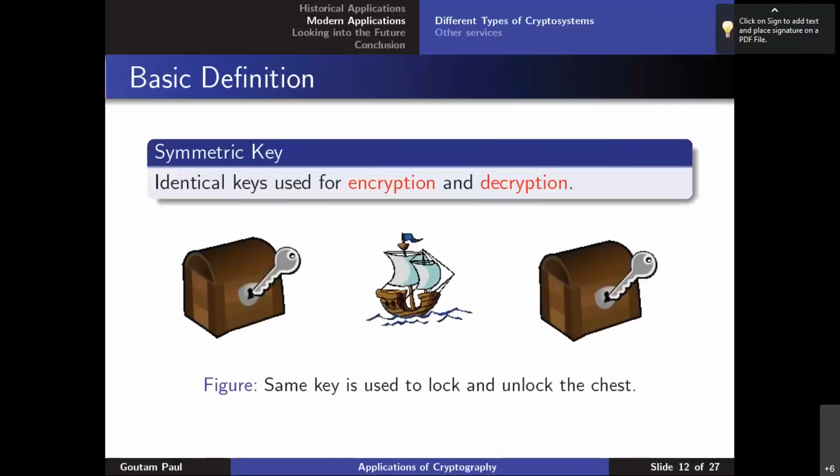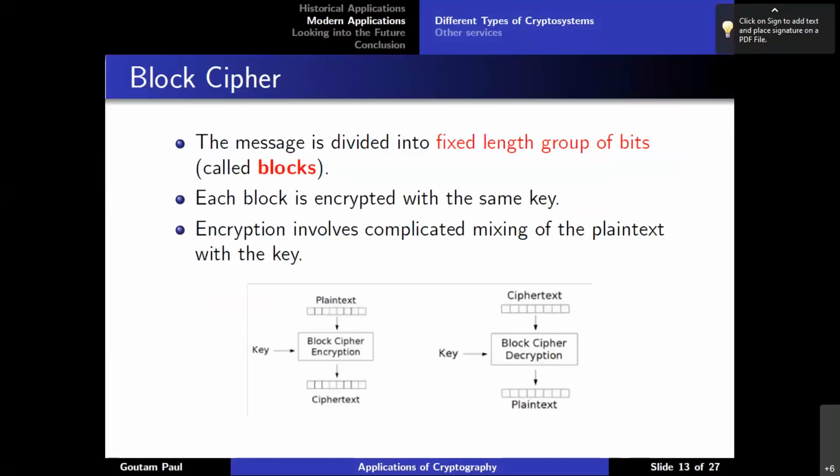So in cryptography, we have two basic kinds of crypto system: symmetric key and asymmetric key. We'll not go into detail, but we'll just touch briefly so that we can talk about applications. Symmetric key is very simple. The same key is used for encryption and decryption. It is as if you have a safe, you use the same key to lock it and unlock it. And there are two main paradigms of cipher in symmetric key crypto system. One is called block cipher, the other is called stream cipher.